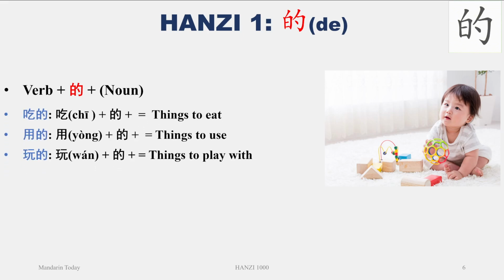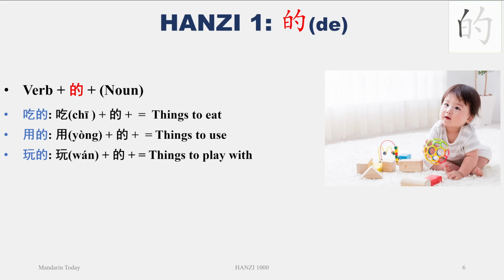I will first read these examples to you and then I'll explain them to you. The first one, 吃的 means something to eat. 吃的, first tone. Next one, 用的 means something to use or to be used, fourth tone. The third one, 玩的 means something to play with, 玩的, second tone.